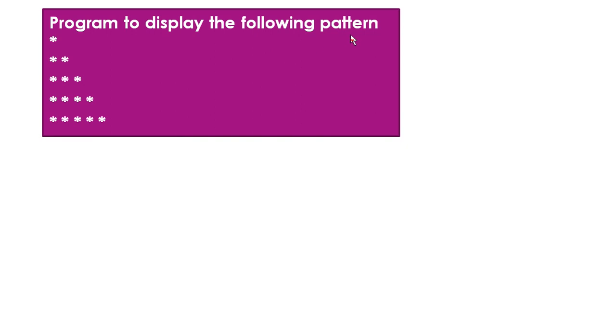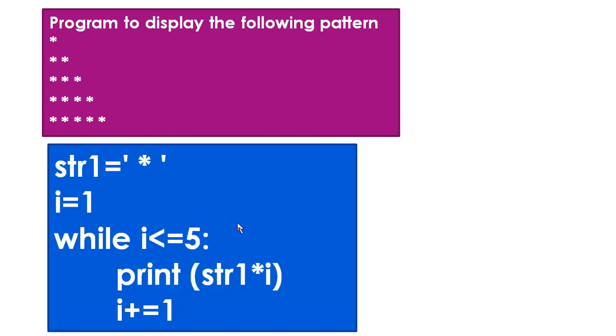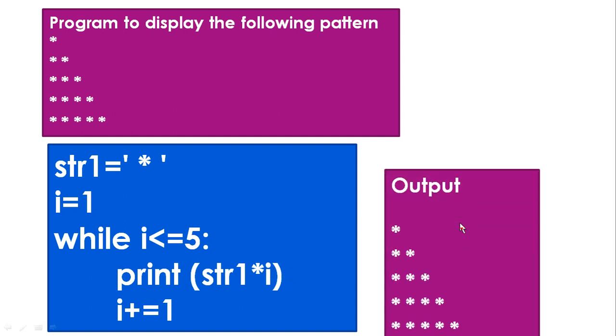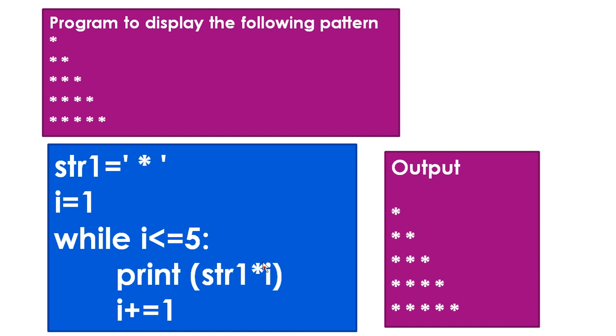Next program to display the following pattern. This program is used to display this pattern. Now str1 equal to asterisk, I equal to 1, while I less than or equal to 5. Here we are using the multiply operator. Print str1 asterisk I, that is, here asterisk is the multiply operator, str1 is the asterisk. So the asterisk prints at first time I equal to 1, so the asterisk prints one time.